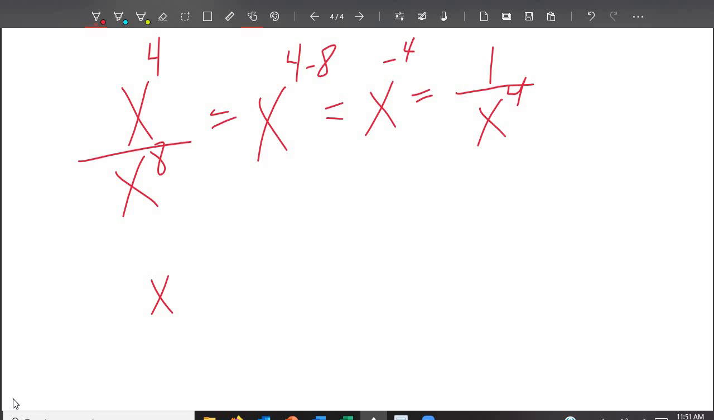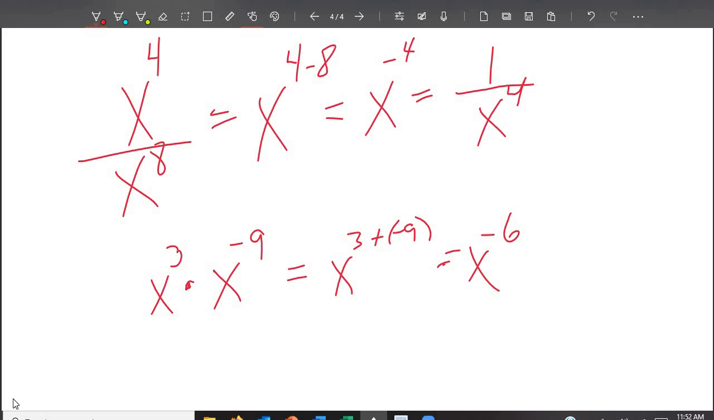Suppose I had this. Now since we're multiplying, we add the exponents together. So we're going to get 3 plus negative 9, which gives me x to the negative 6. But we can't have a negative exponent, so it's going to move to the bottom.